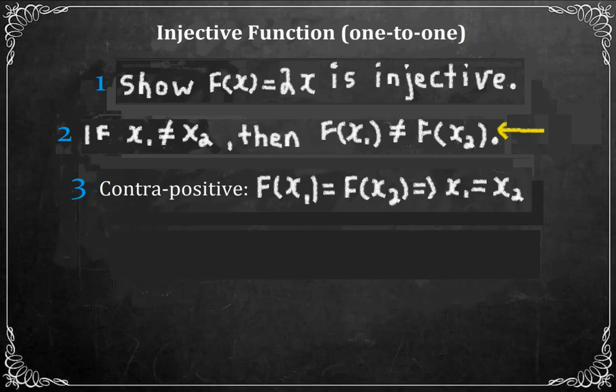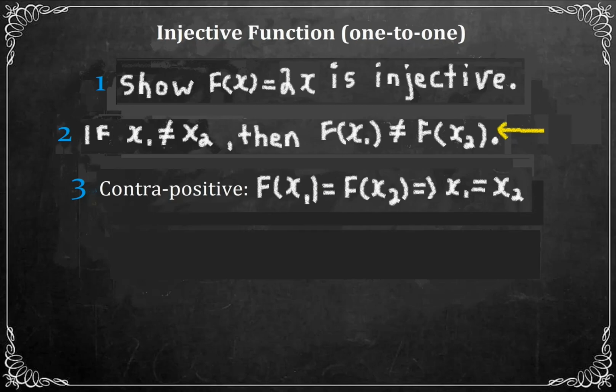F of x1 equals f of x2 implies x1 equals x2, which, as you'll soon see, is easier to demonstrate mathematically. Since we formed both statements, we can prove the contrapositive directly using algebra. We can conclude, since the contrapositive is logically equivalent to the original statement, proving the contrapositive proves the original statement.